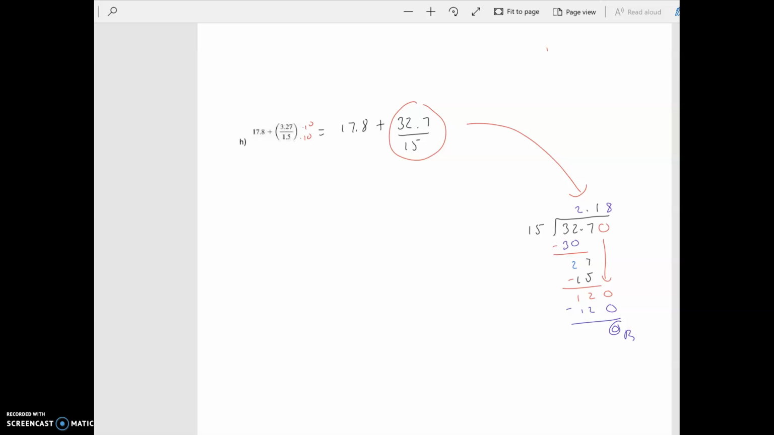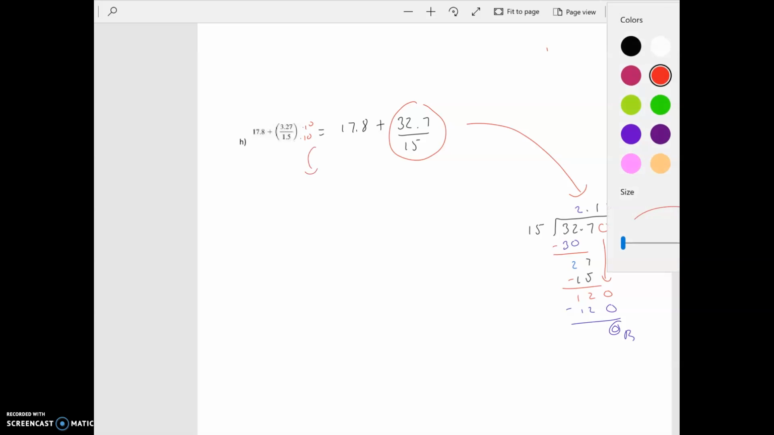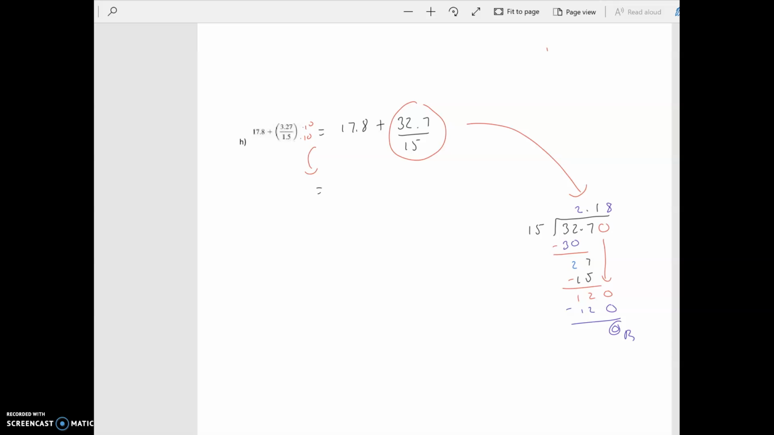Okay, so from the previous problem, let me just carry it here. And we're looking at this is 17.8 plus our division gave us 2.18. So 2.18. The last step is to carry out this sum by using vertical form. So let me just carry it on the side.